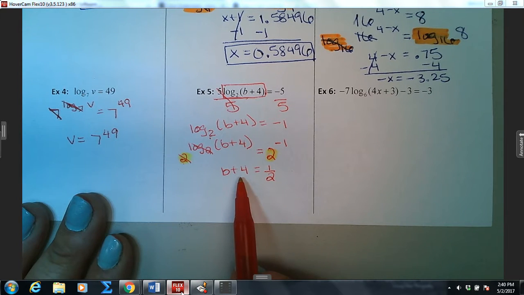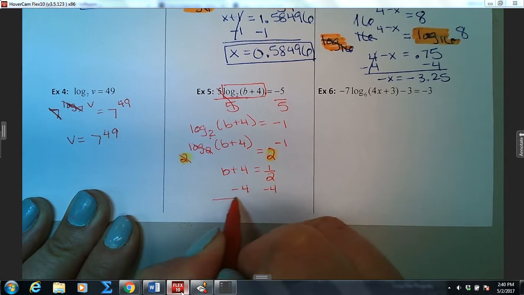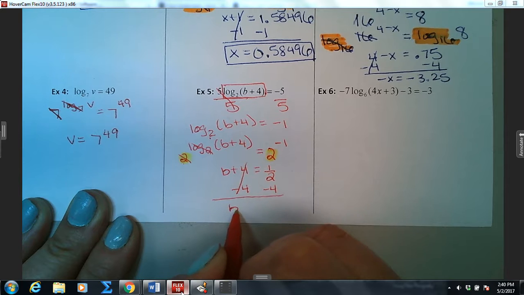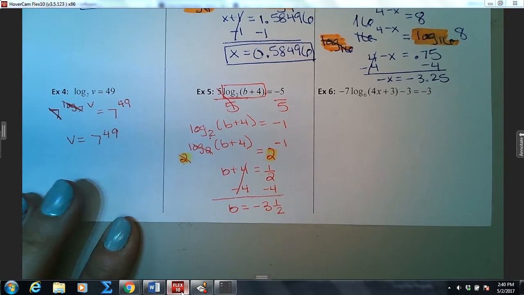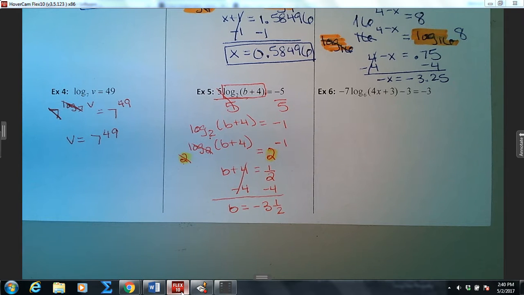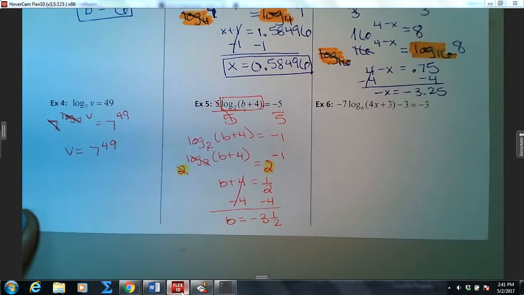Last thing to do, get rid of the b: subtract 4, subtract 4. Subtraction is the inverse of addition. And we're going to get negative 3.5. You could write that as negative 3 and a half if you want to. One more example to do with you. Check out this example 6. There's a lot going on there. Maybe write a little smaller.